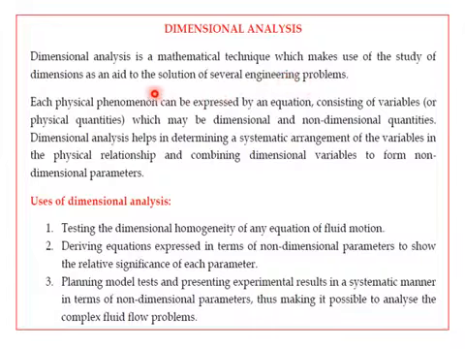You know that every physical phenomenon can be expressed by an equation consisting of variables, also known as physical quantities, which may be dimensional or non-dimensional. Dimensional analysis helps in determining a systematic arrangement of these variables in a physical relationship and combining these dimensional variables to form non-dimensional parameters, like mu by rho V D or V L by nu.